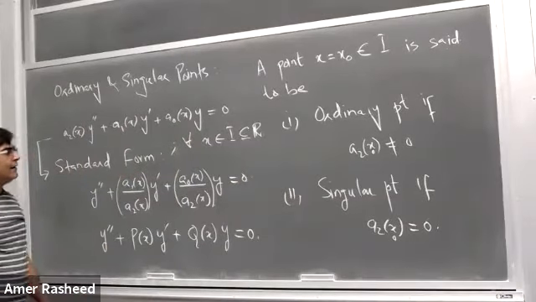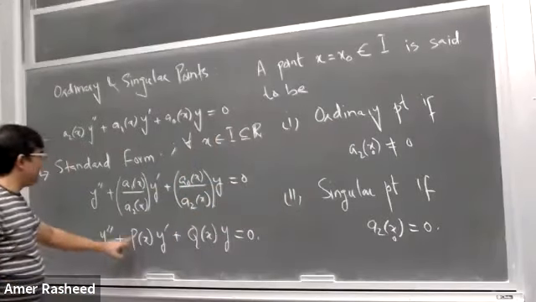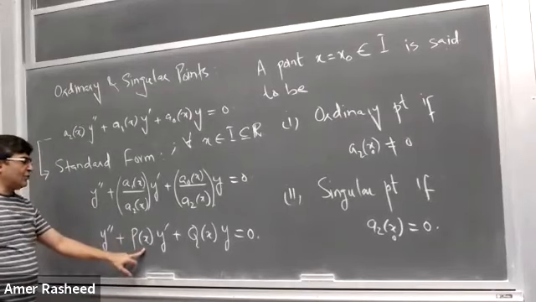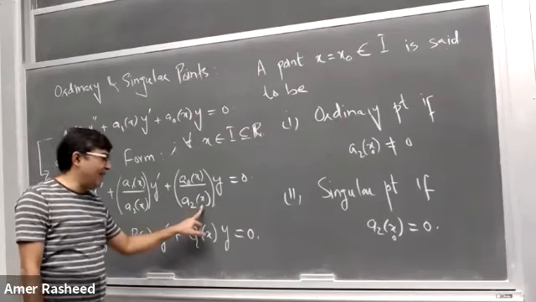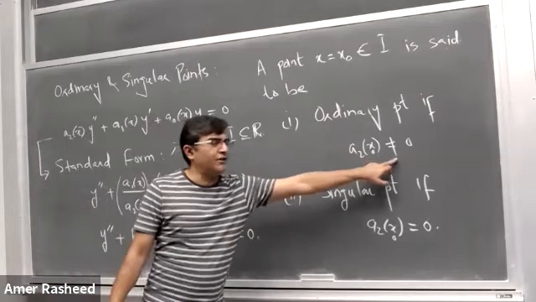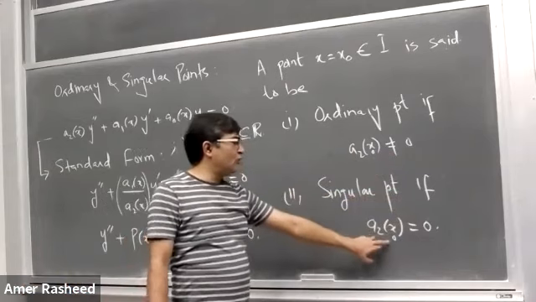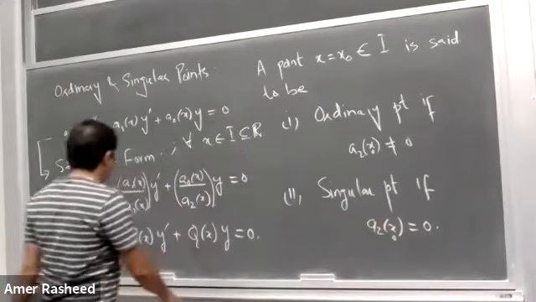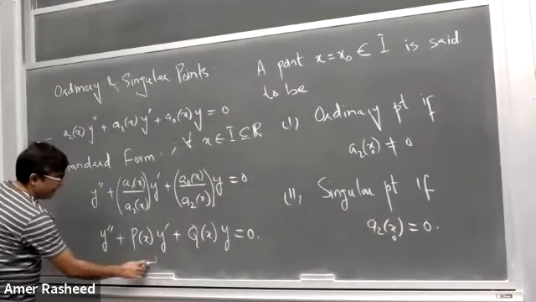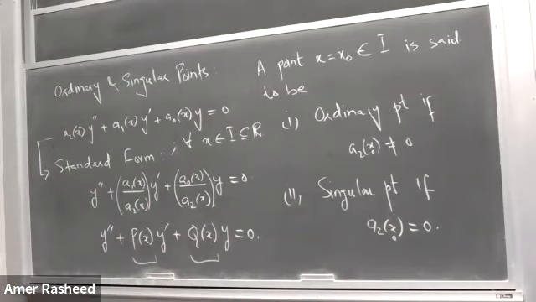Now, if this is true in case of an ordinary point, then p of x is defined at x naught, and it will be continuous at x naught. Similarly, q of x is also defined at x naught because a2 of x naught is not equal to 0. But in the case of a singular point, if this coefficient function of y double dash, a2 of x, is 0, then p of x will be undefined at x naught, and q of x will be undefined at x naught.